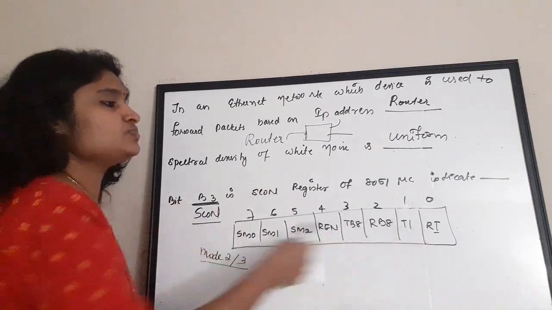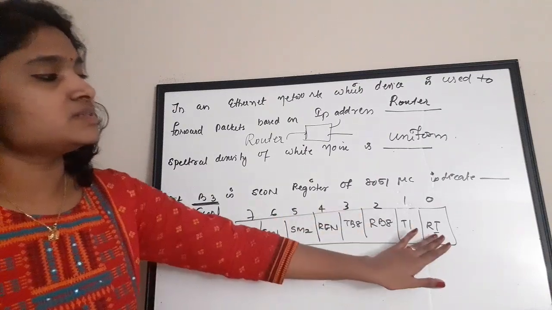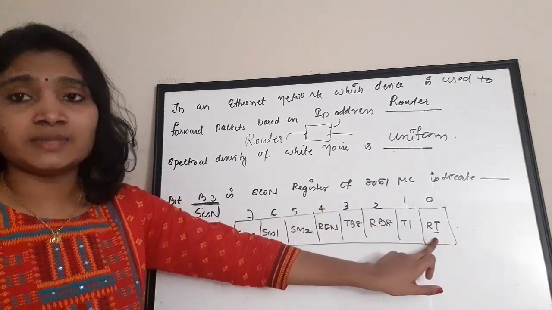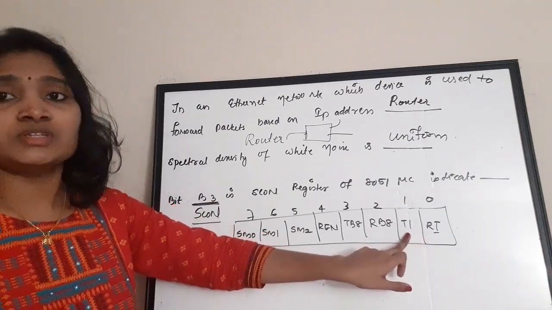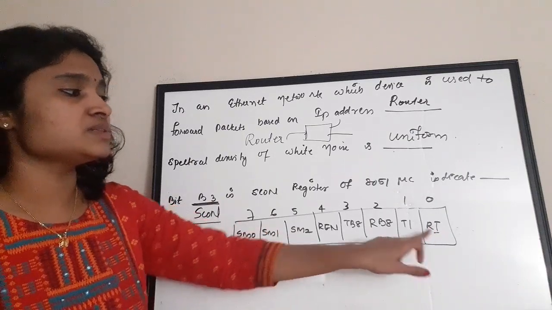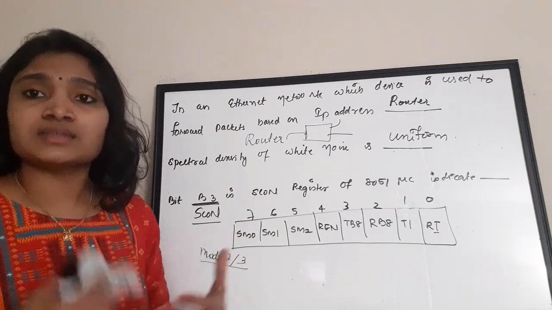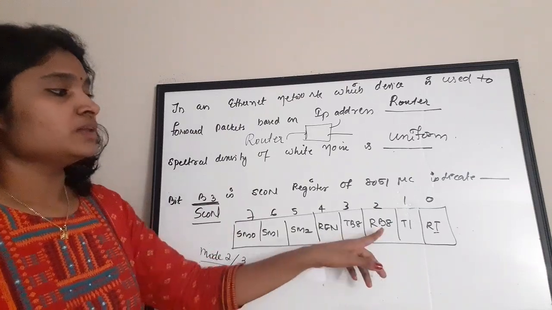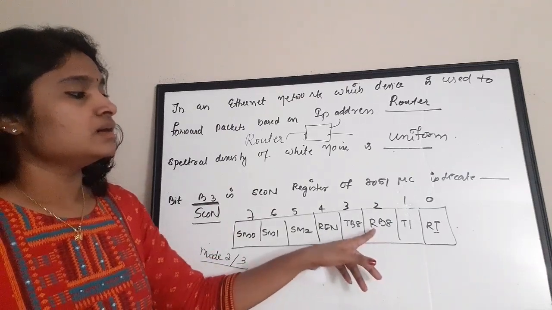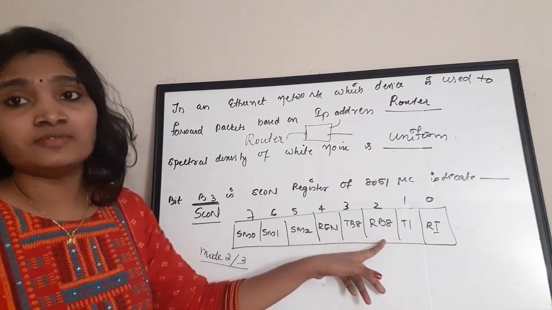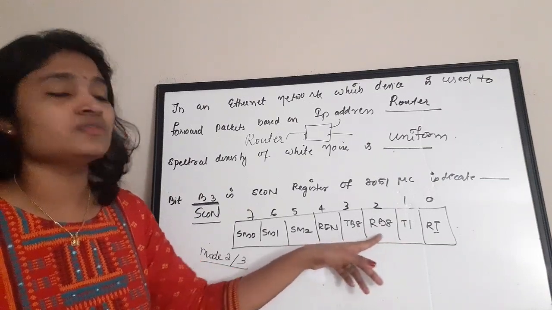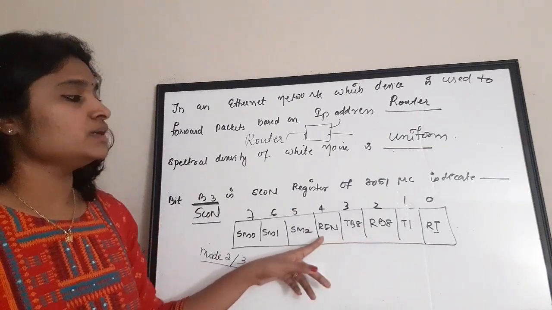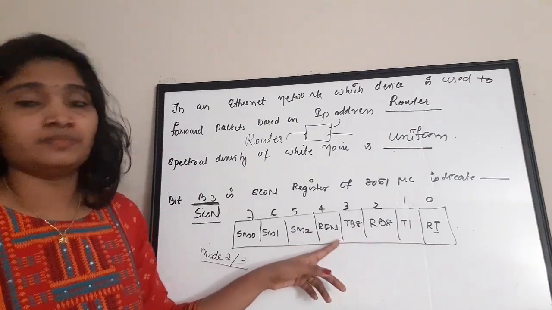I'll explain each bit. Bit 0 is RI. RI means receive interrupt. Then TI is transmit interrupt. These interrupts indicate the reception and transmission. Then RB8 is the ninth bit of received data. This is the ninth bit of transmitted data. This is the ninth bit of received data. Then REN means receive enable.